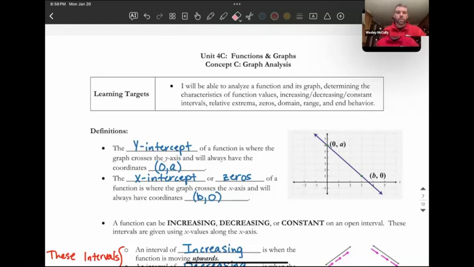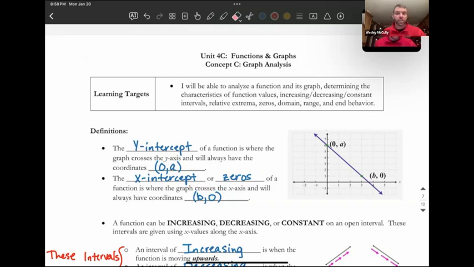Hello, we are going to do notes for Unit 4C Functions and Graphs, Concept C, Graph Analysis. Your learning target for this concept, you need to be able to analyze a function and its graph, determine the characteristics of the function values, increasing, decreasing, and constant intervals, relative extrema, zeros, domain, range, and end behavior.